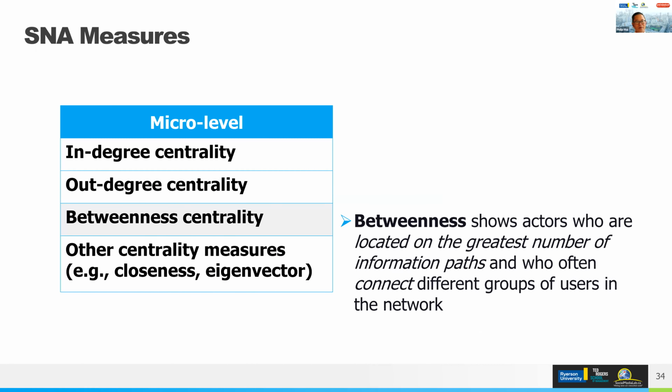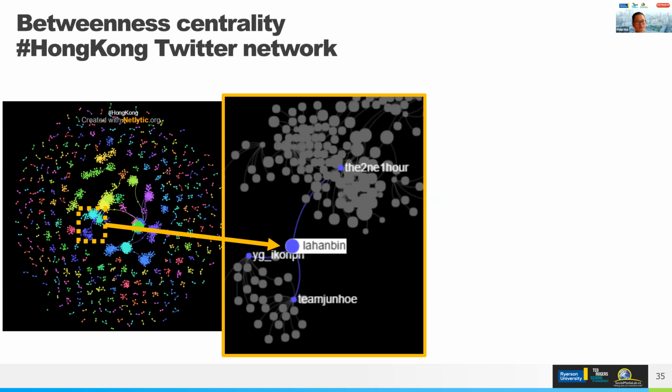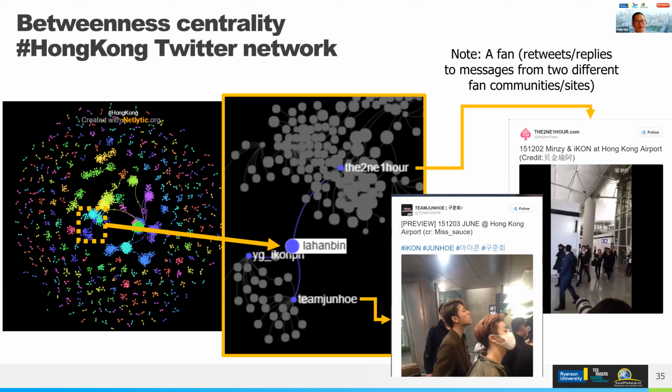And another measure is betweenness, which shows the actors that are located on the greatest number of information paths, who often connect different groups of users in the network. So in our example, it's another fan account. But as you can see, this account connects two different clusters. If this person wasn't in the conversation, these two clusters would not normally have any connection to each other. So this becomes like a bridging agent.